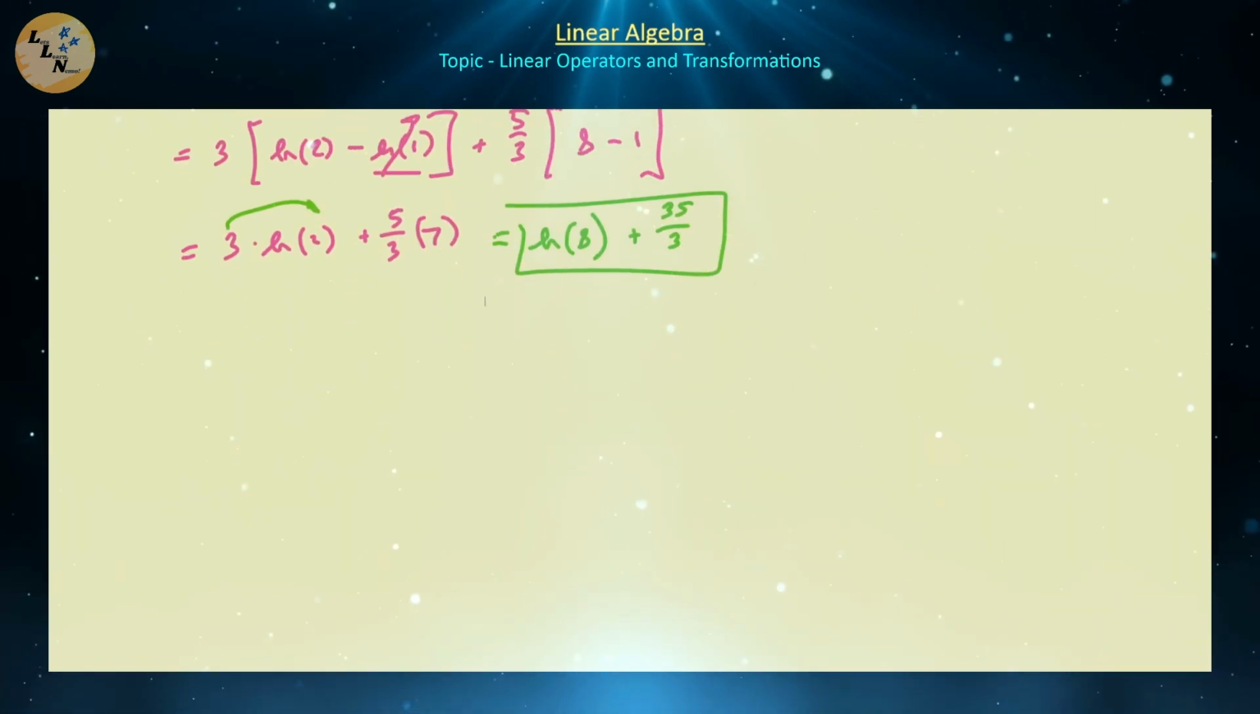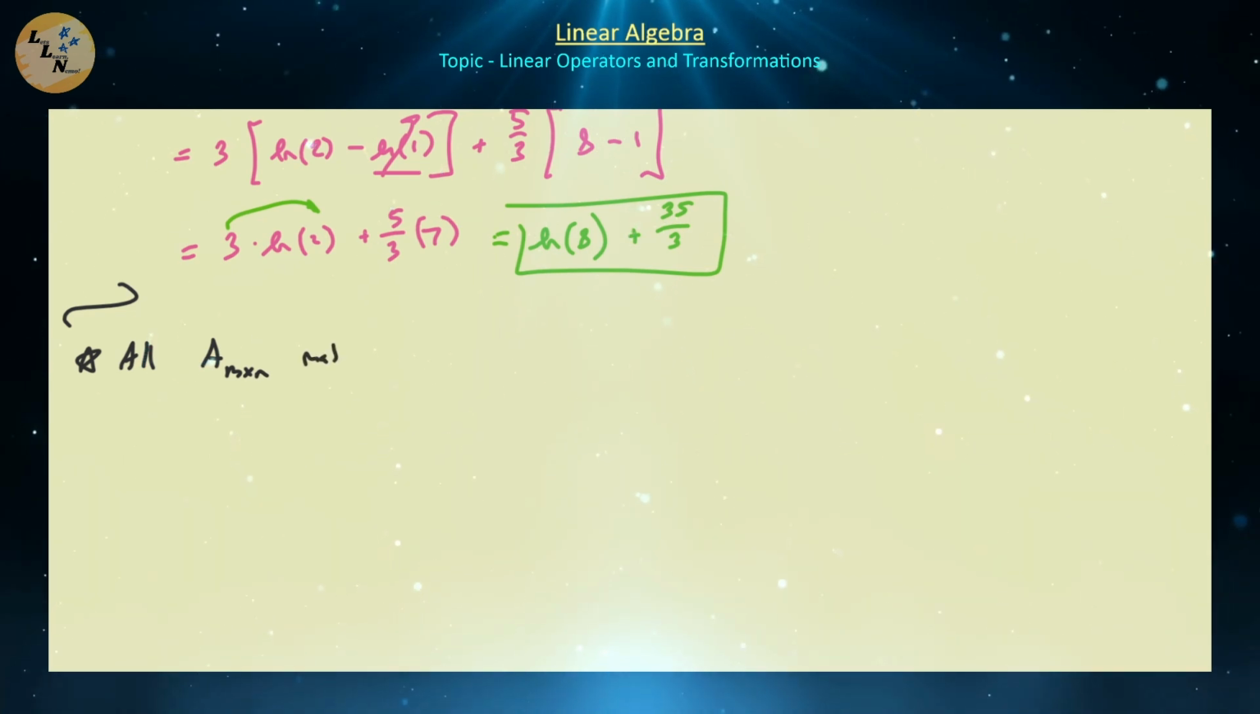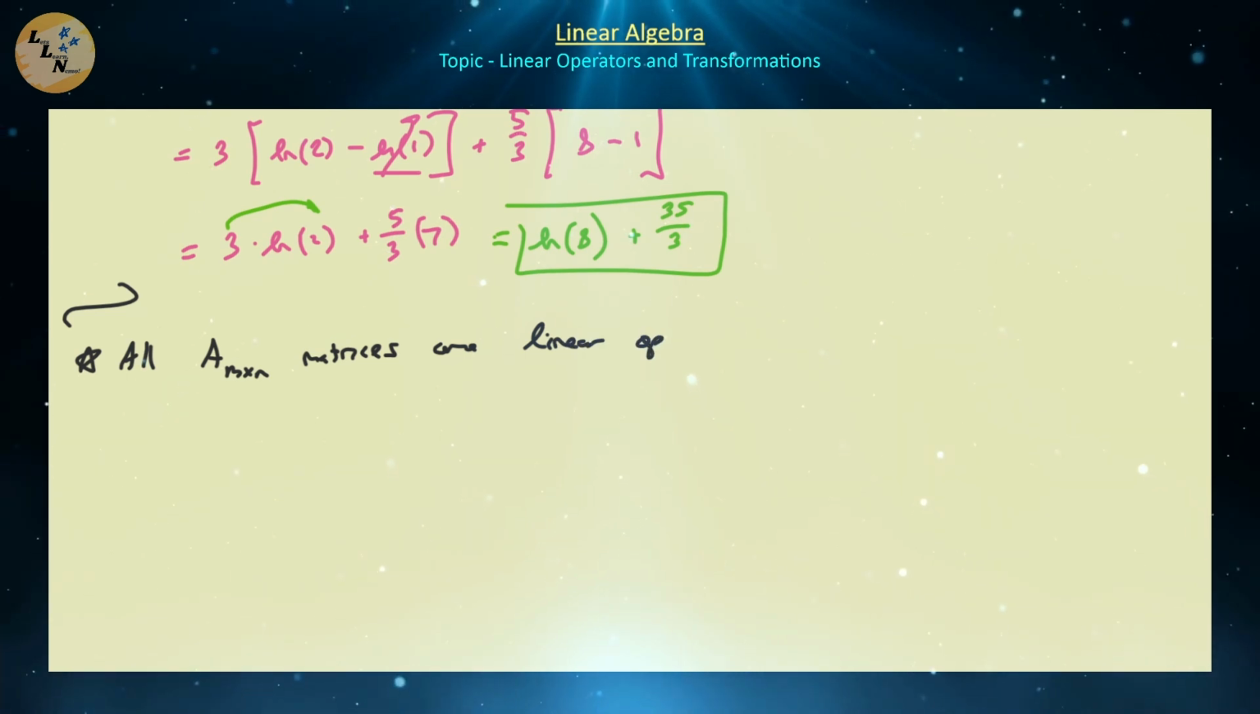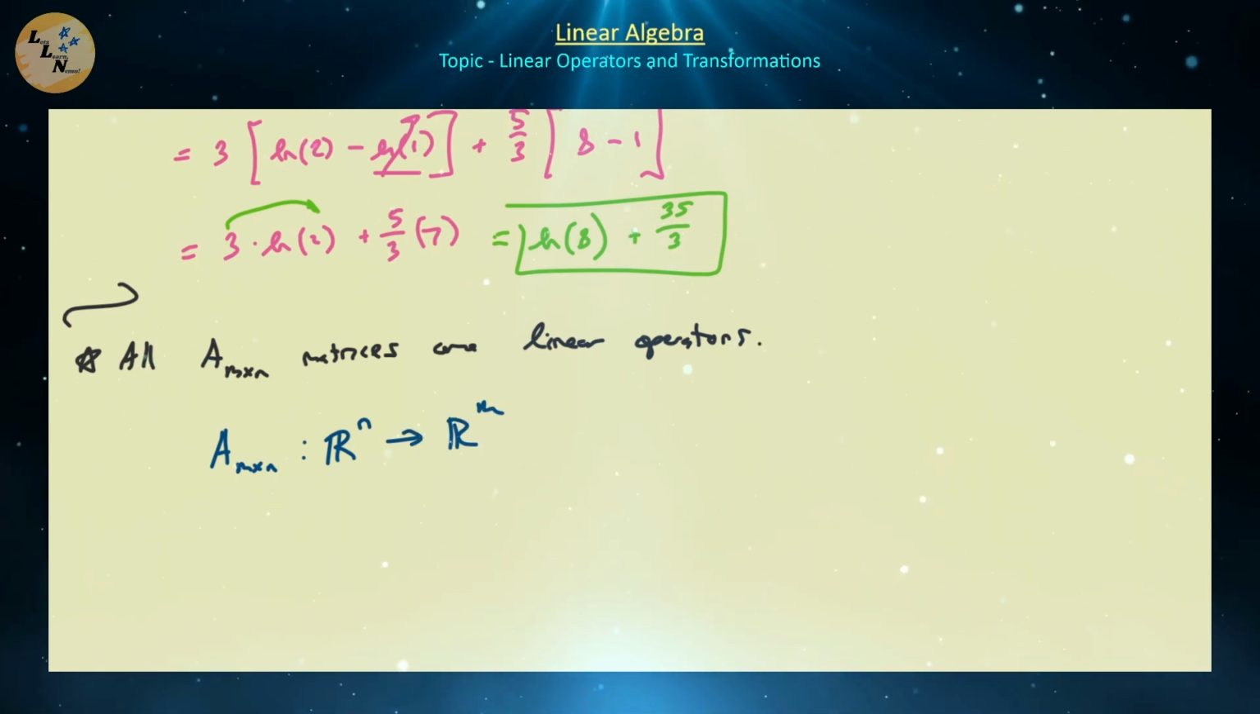Now, an example of a linear operator that does not belong, at least on the surface, to single variable calculus is m by n matrices. So all m by n matrices are linear operators. In particular, they are linear operators from vector space Rn into vector space Rm.